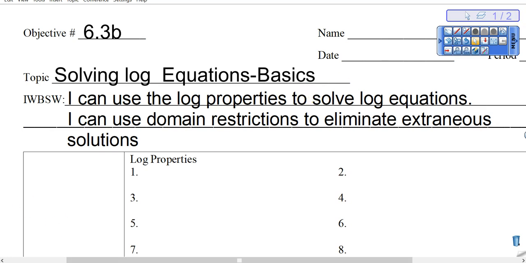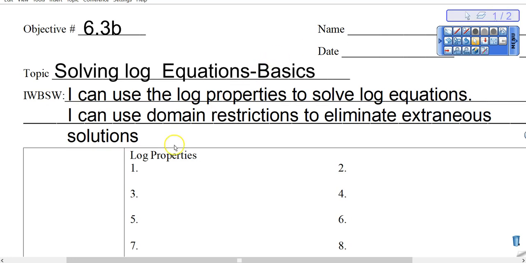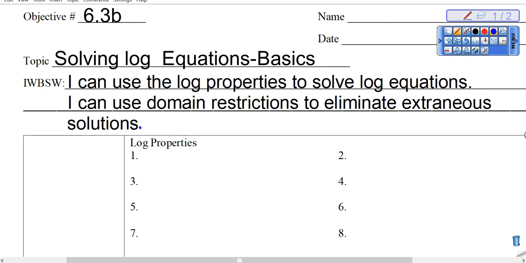So our instructional objective today is you will use the proper log properties to solve log equations, and you can use domain restrictions to eliminate extraneous solutions. Okay, so extraneous means extra, that they're no good. You have to throw them out. If you weren't remembering what extraneous means, it means that they're false solutions, so you can't use them. And we will be using domain restrictions to do that.